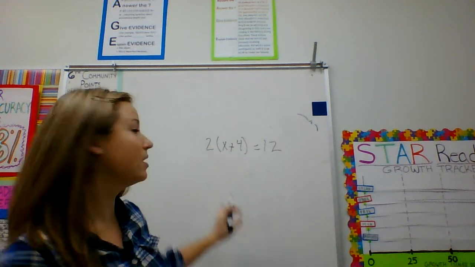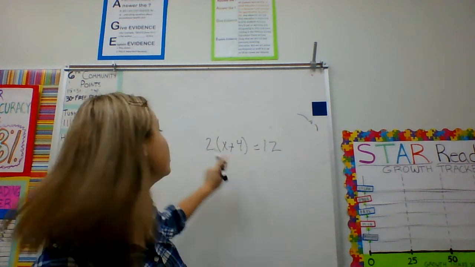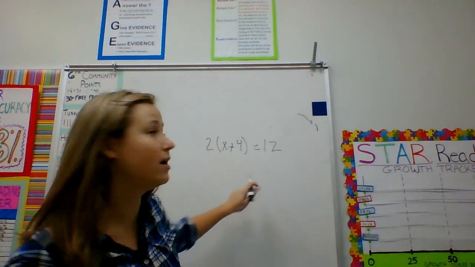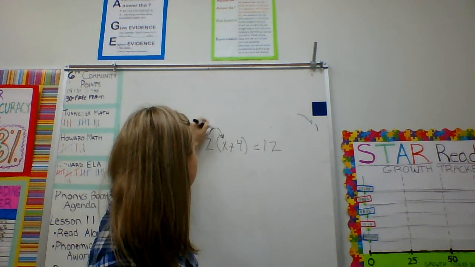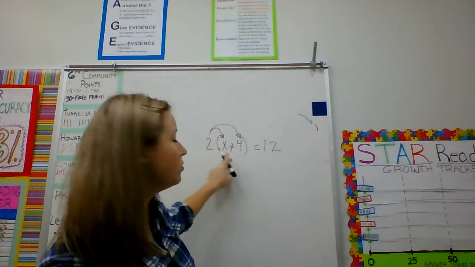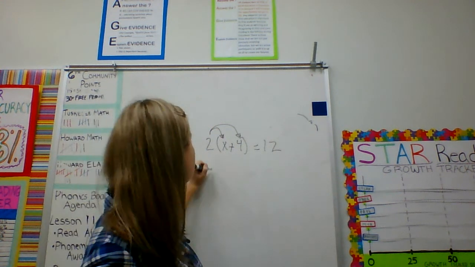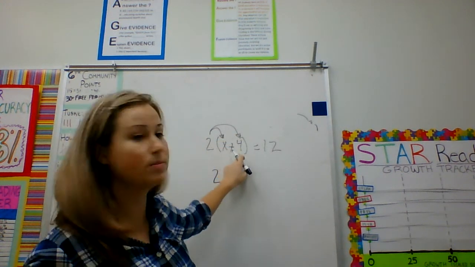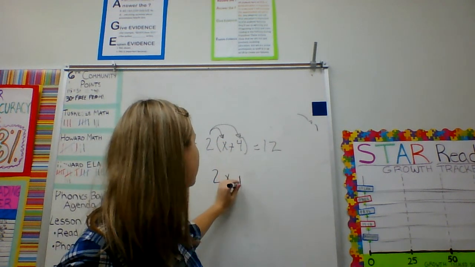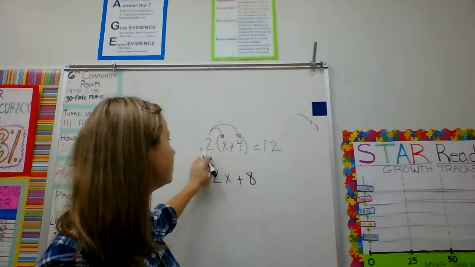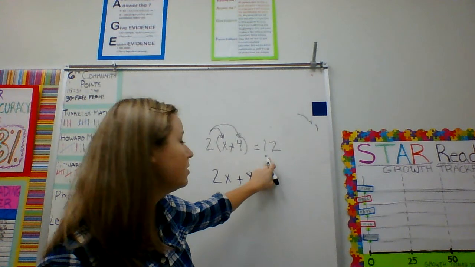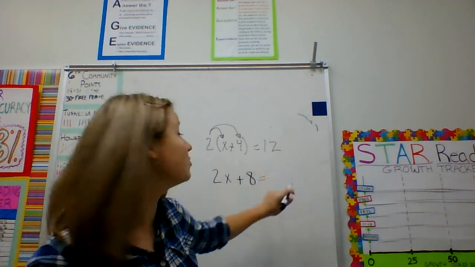First thing I'm going to do is I'm going to undo my parentheses. So I need to distribute this number outside of my parentheses to each term inside. I'm going to draw my arrows. 2 times x, 2x. Positive 2 times positive 4, just positive 8. So now I've undone my parentheses, and now I need to bring down my equal sign and the number after my equal sign, because this is an equation that I'm solving for.